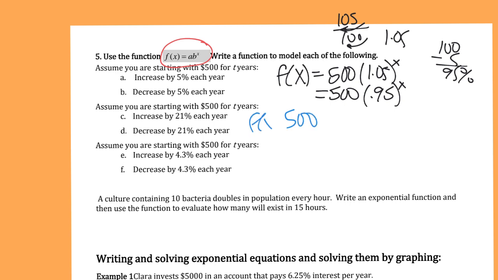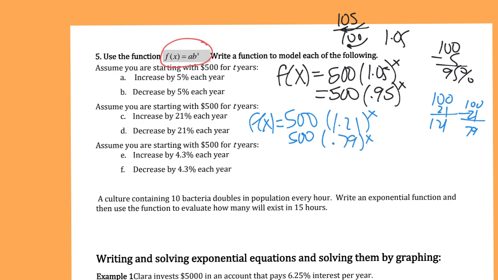So you say f of x equals, and if you're increasing by 21%, 100 plus 21% is 121%, and that would be 1.21. Notice you're going to be growing faster than if you just increase by 5% every year. And if you're losing 21%, you're taking 100 minus 21. You're going to still keep most of your money, but you only get to keep 79% of your cash. So this one would be 500, and it'd be 0.79 to the x. And so you'd see it's decaying. You get to keep 79% each time, but you're still saying goodbye to 21% each time.